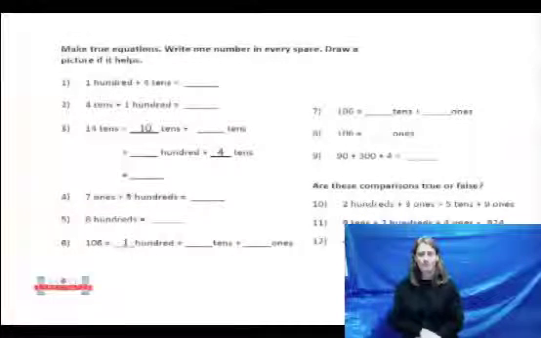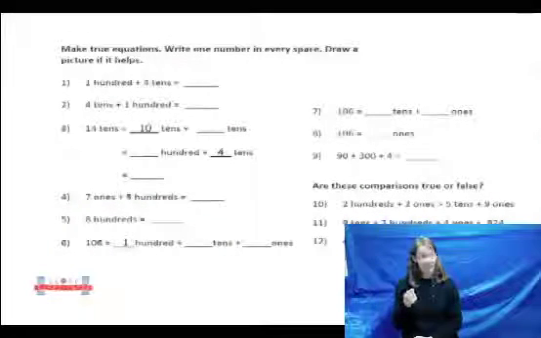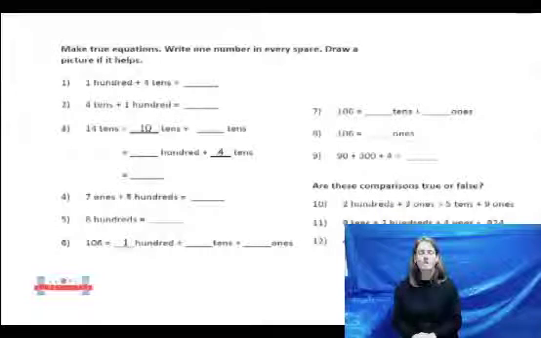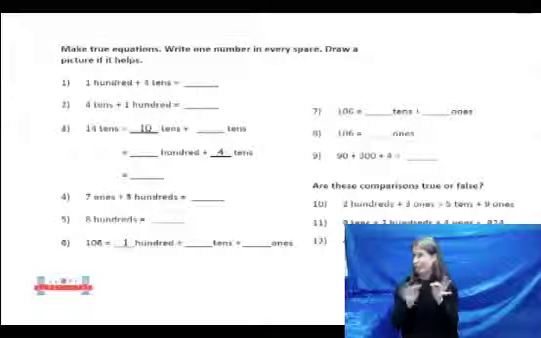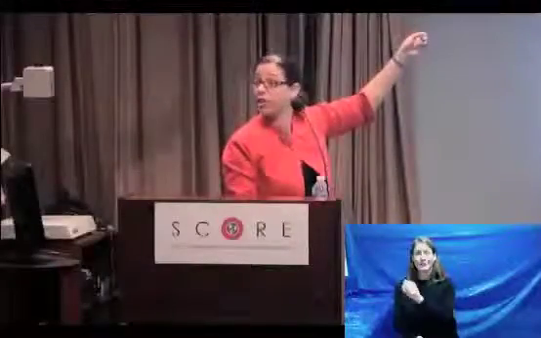This is an example that we would consider Common Core aligned. Make true equations. Just that direction tells you something is elevated there. Write one number in every space, draw a picture if it helps. 100 plus 4 tens, what's the number? 4 tens plus 100, tricky. Out of order, right? Tricky. Or you could know place value and then it's not so tricky, right?